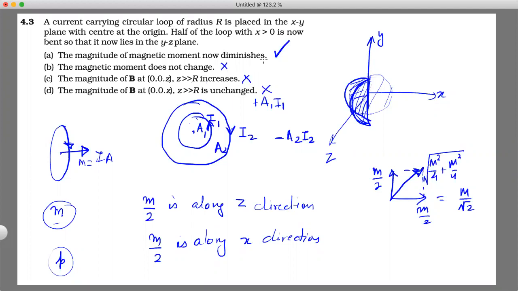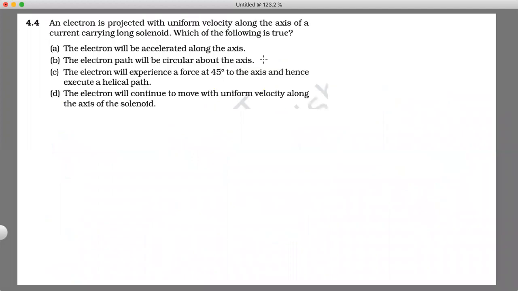So only one answer is correct. An electron is projected with uniform velocity along the axis of a current carrying long solenoid. Which of the following is true?